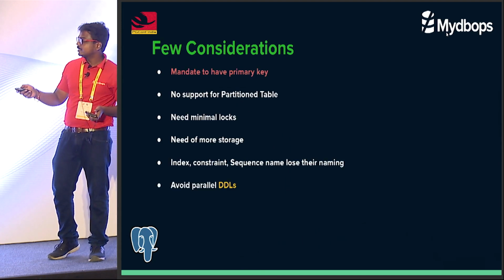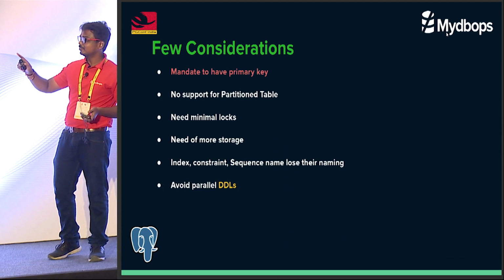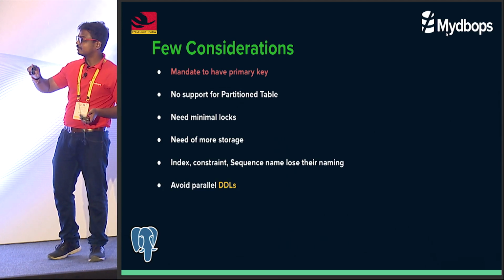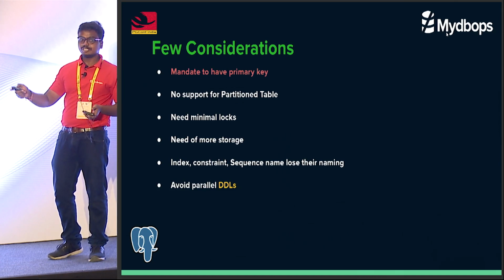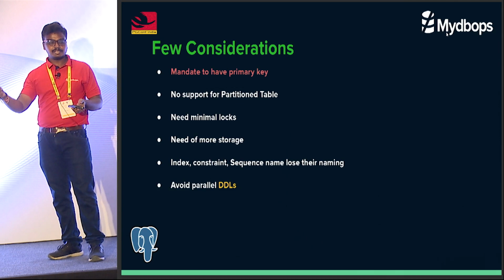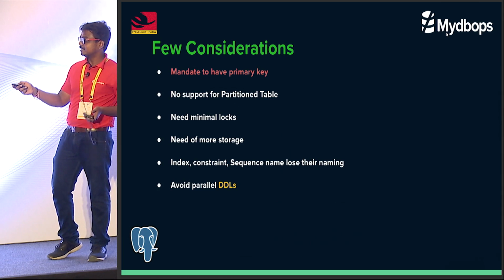And a few considerations, definitely. You should have a primary key, and it won't support partitioned tables, and it requires minimal locks, so mind that. And it needs more storage. You need to create your table once again. So if you have 1 TB of data, you need to have 1 more TB. Okay, and yeah, avoid parallel DDLs.